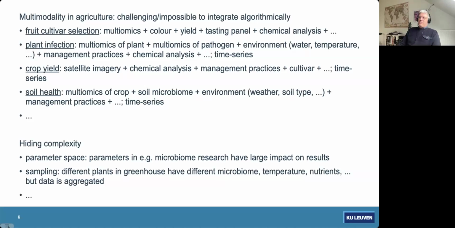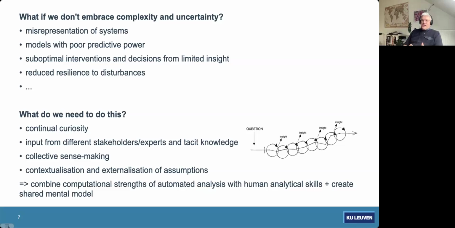And we do have to embrace that complexity, because if we don't embrace that complexity, what do we get? We get misrepresentation of the system. And a very important thing is limited insight, right? So we can make decisions, but those decisions are based on incomplete data. They are biased and so on. And a fourth one that I mentioned here is reduced resilience to disturbances. So if one parameter, so to speak, changes, then you might get a different result and you don't expect that. You don't know what's going on.